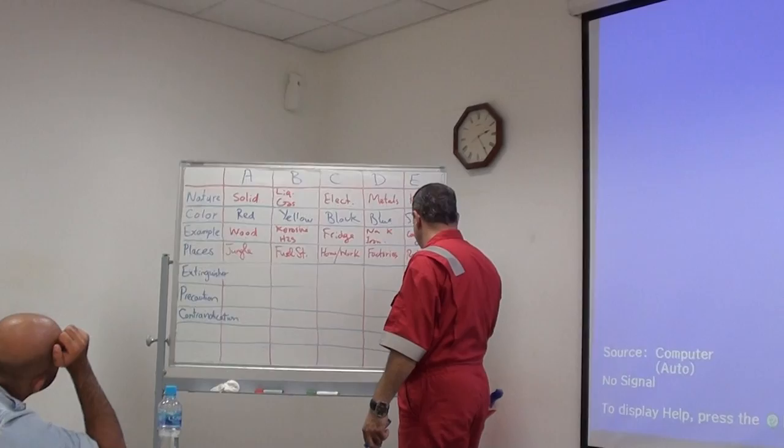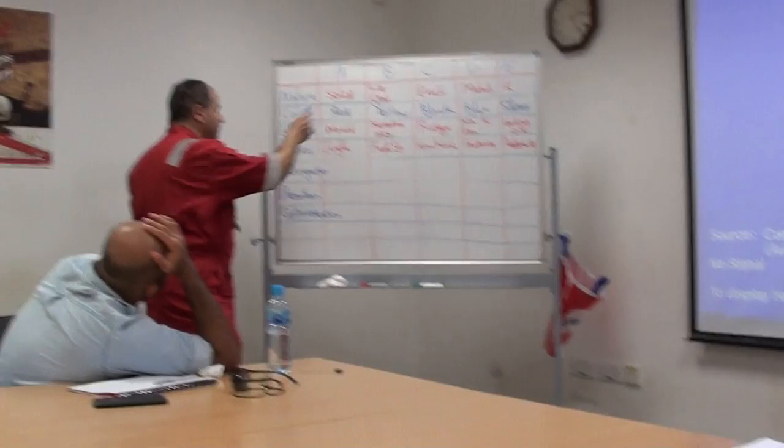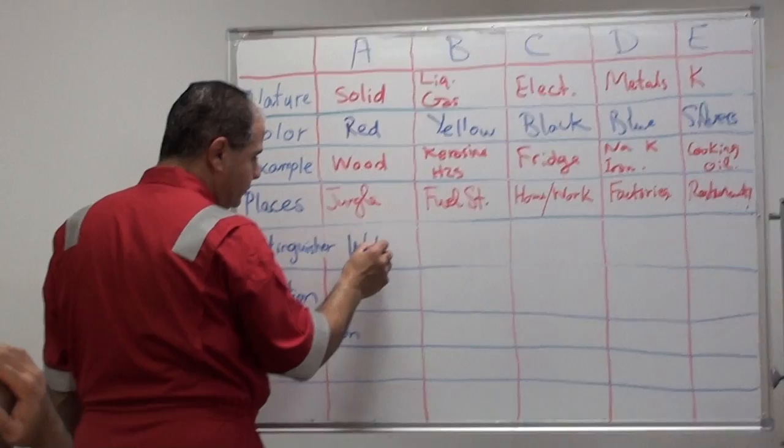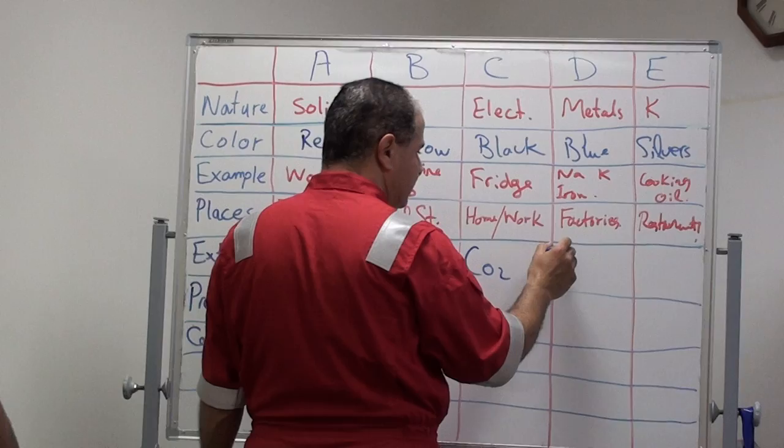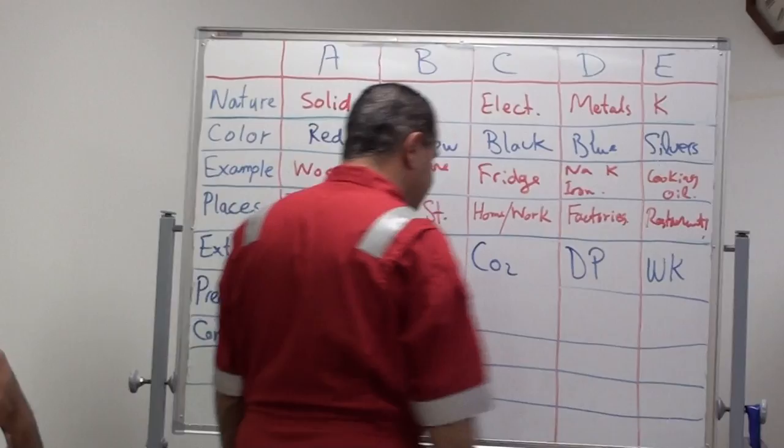What about the extinguisher that we use? For class A, which extinguisher do we use? We use water. And for class B, we use the foam. And for class C? CO2. And for class D? Dry powder. And for class E? Wet chemical or silver extinguisher. It is made up of potassium salt.